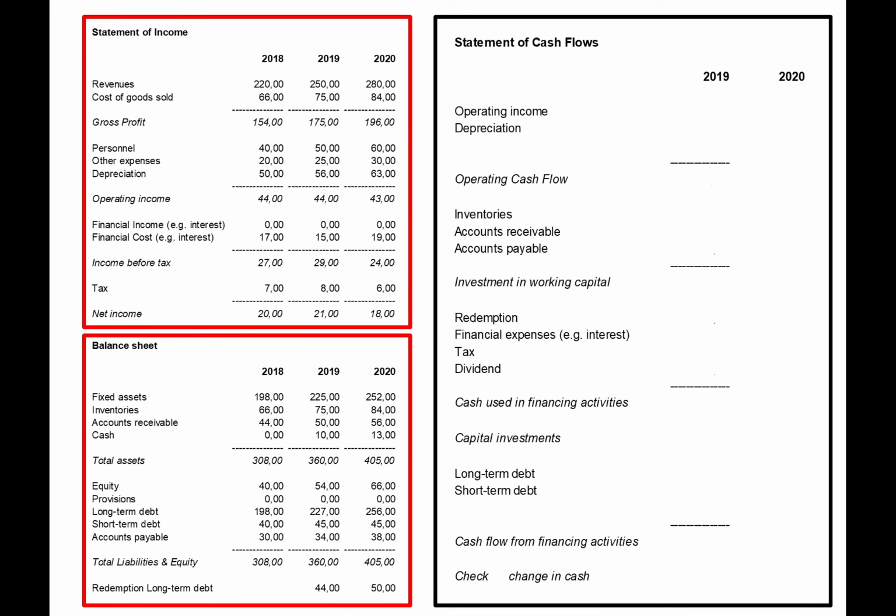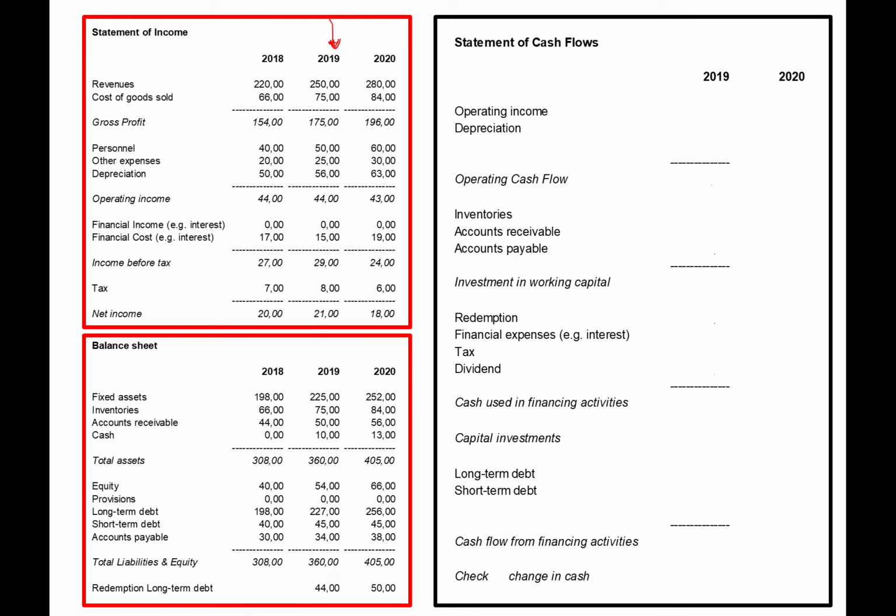How does this work? We have an income statement over the years 2018 to 2020, and we have the balance sheet at the end of each year. The income statement, let's have a look. Let's focus on the year 2019, okay? We have revenues of 250, cost of goods sold 75, so gross profit is 175.